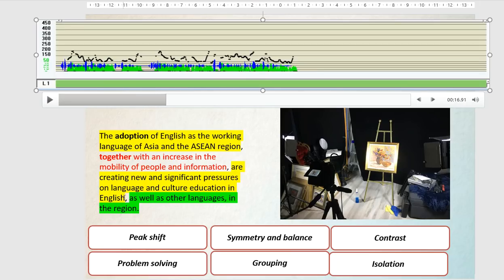And now we are waiting for as well as other languages, right? Let's have a look what will happen now. As well as other languages in the region. Say hello and just drop beautifully.